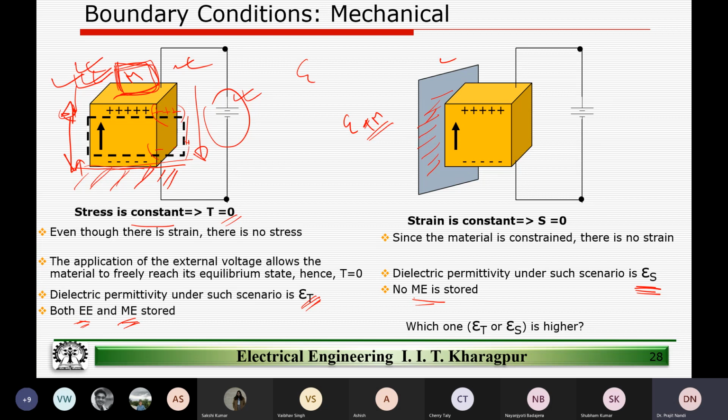And because it has higher capacitance, where is that higher capacitance coming from? Because the material and everything is the same. So it is coming from the fact that the permittivity of the material is different in this condition and this condition. Any doubts? This should be clear, right?